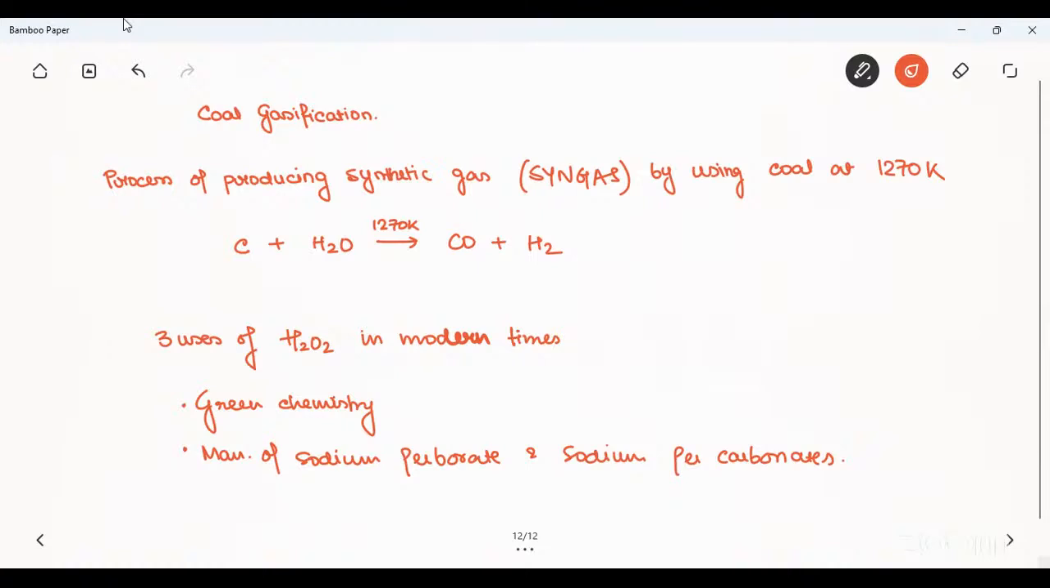Let's do the other things. Yeah, there is a good question. They have asked you to write about the structure of diborane. Do you remember what diborane is? So diborane is an electron deficient compound.